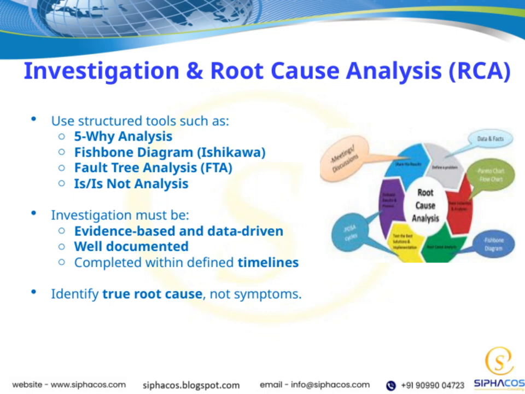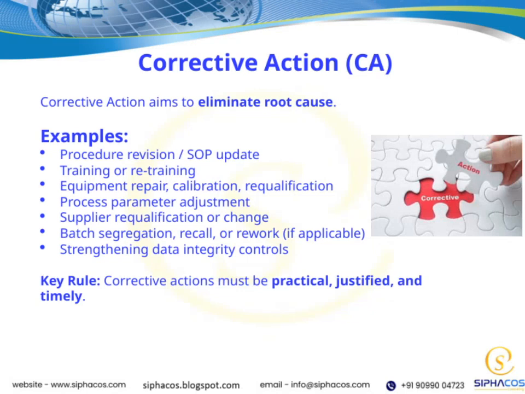Now let's talk about corrective action, or CA, which is all about eliminating the root cause of an issue. The goal here is to address the underlying problem, not just the surface symptoms. Some common examples include revising procedures or updating standard operating procedures, often to clarify or improve processes. Training or retraining staff is another essential step when gaps in knowledge are identified.